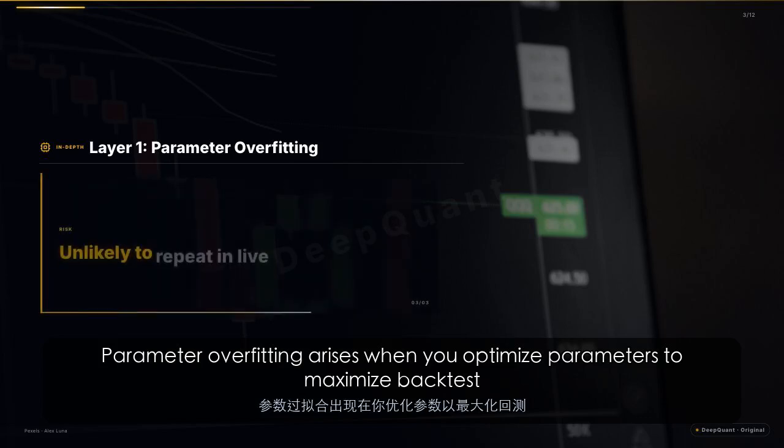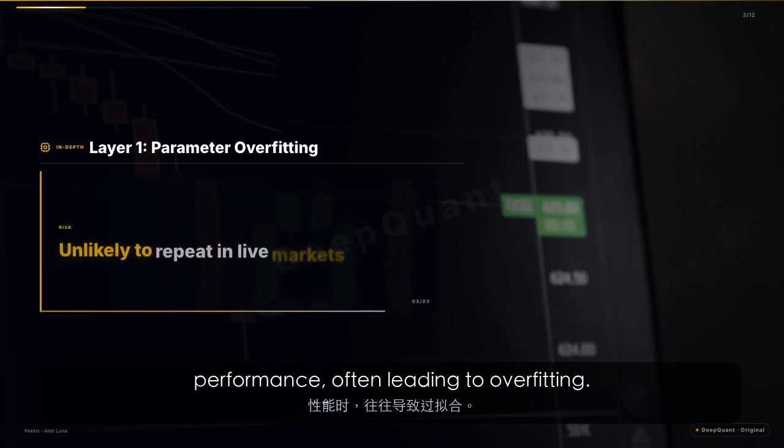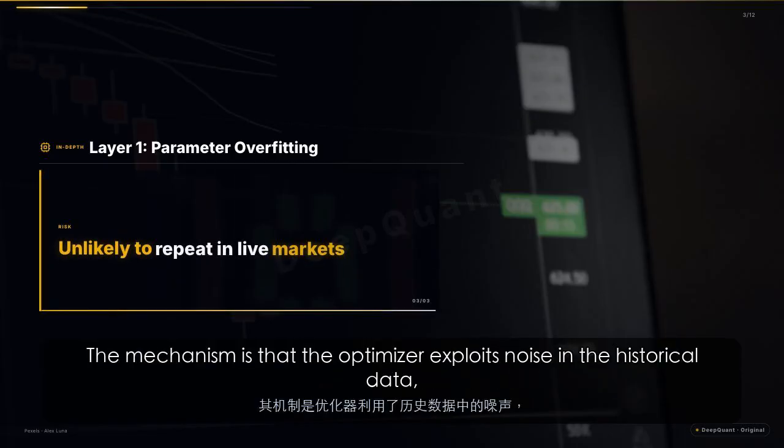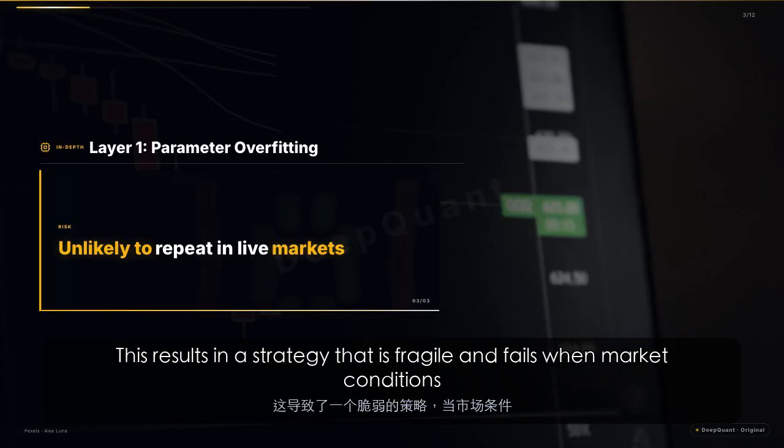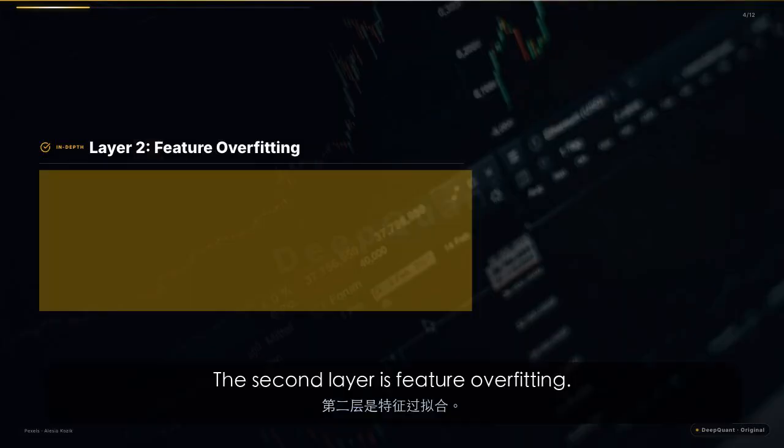Parameter overfitting arises when you optimize parameters to maximize backtest performance, often leading to overfitting. The mechanism is that the optimizer exploits noise in the historical data, finding parameter values that happen to work well but have no economic basis. This results in a strategy that is fragile and fails when market conditions change. The second layer is feature overfitting.